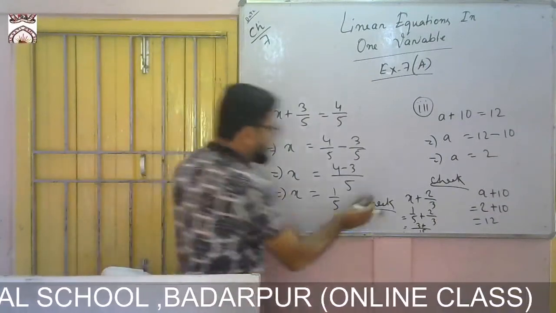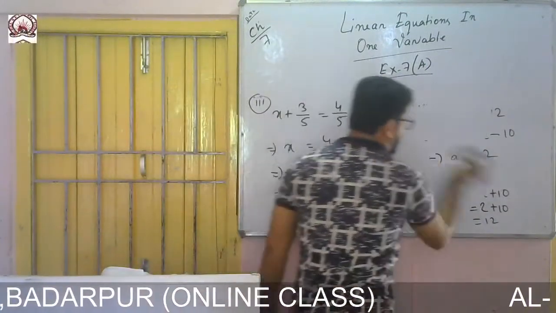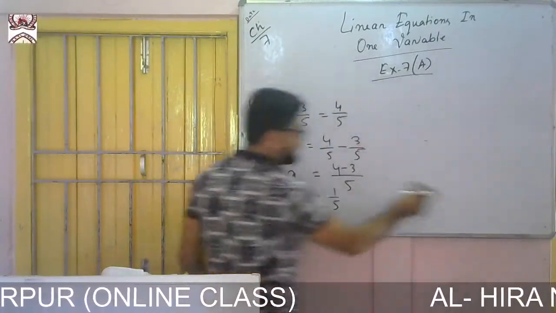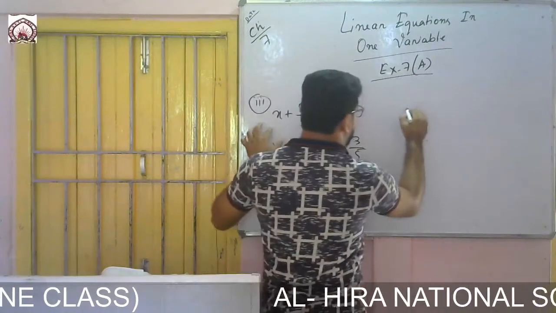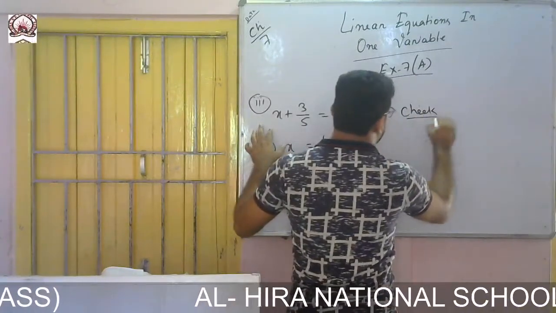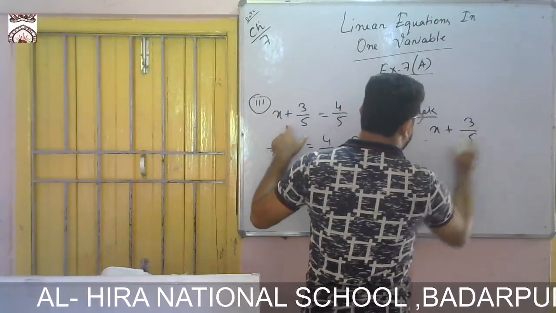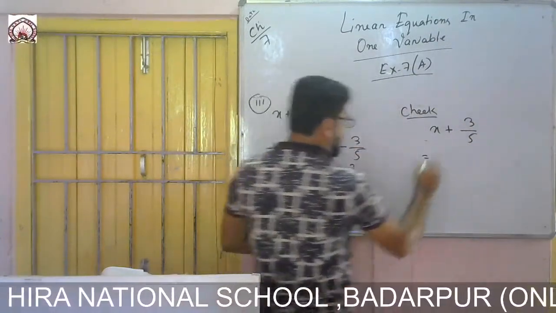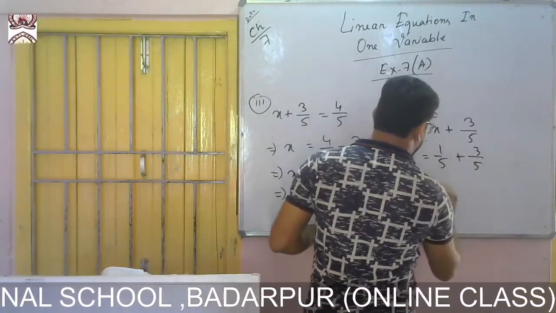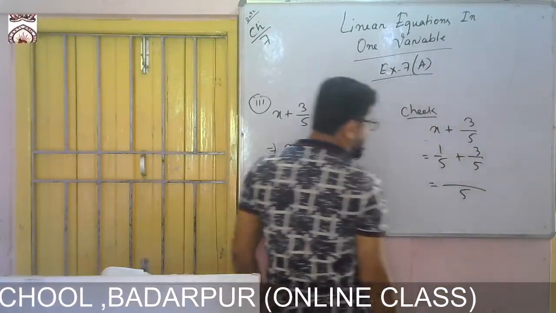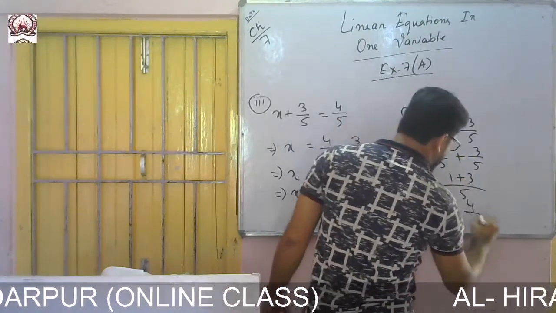Wait. Checking you do here. Checking: 1/5 came. So check x + 3/5. Our answer came 1/5. So 1/5 + 3/5. So 5, then here 1 + 3, okay, 4/5.